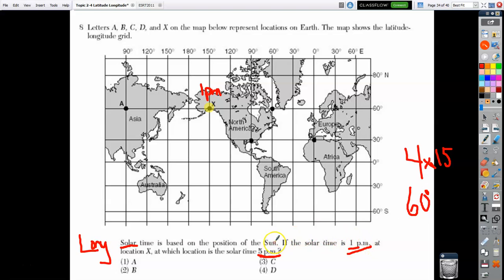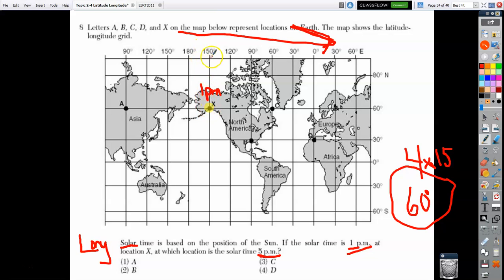Then I look at which way I'm going. If it's 1 o'clock at X, they want to know where it's 5 p.m. Well, what is 5 p.m. compared to 1 p.m.? Well, 5 p.m. is later in the day. Later in the day means you're going to the east. You're going this way, to the right. So you want to go later from X. You want to go east. I want to go how many degrees? Well, I figured that out. 60.